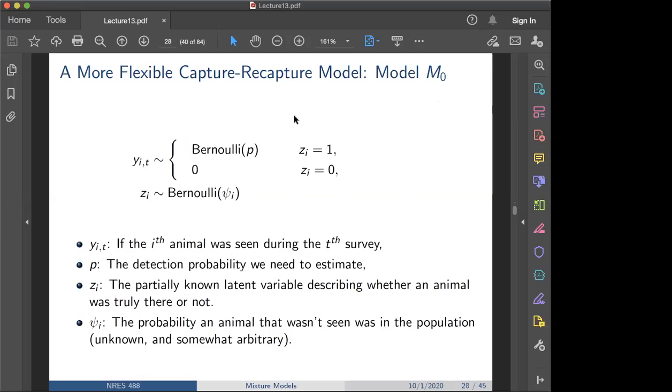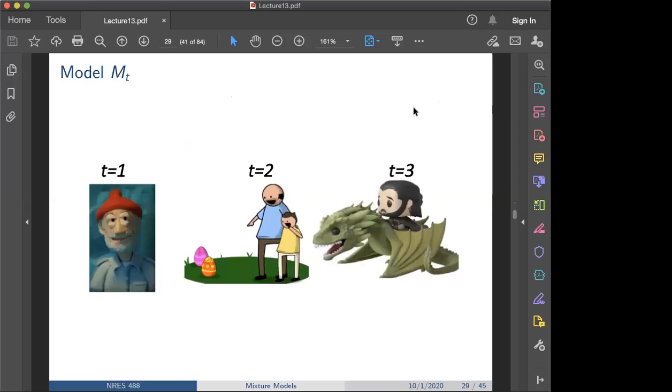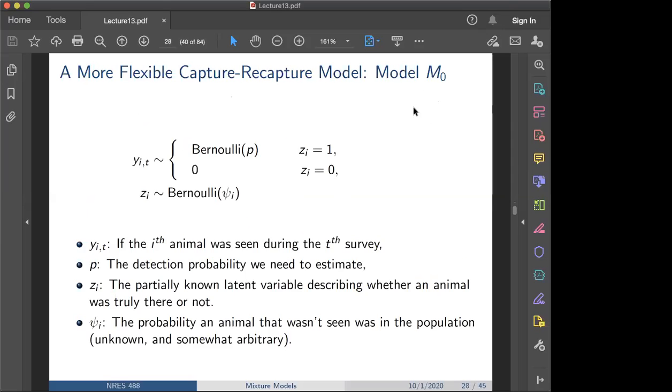And a more flexible capture-recapture model than the Lincoln-Petersen model is our model M0. This allows us to estimate our detection probability and how many Z's are actually within our study area. Okay. So there's our very basic model, the Lincoln-Petersen model. I'd say that's our very basic model.